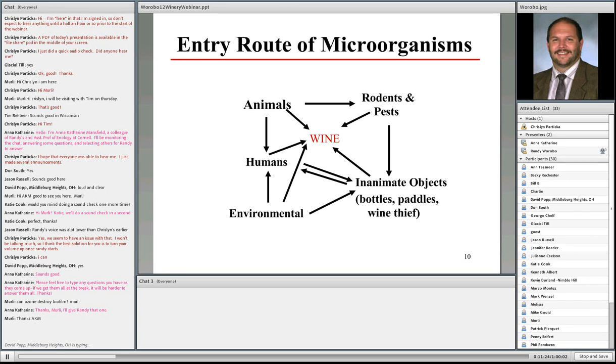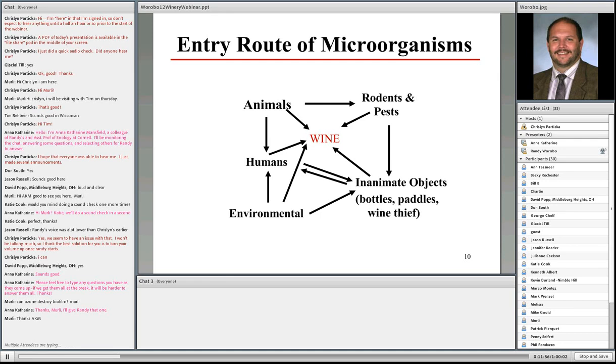Under rodents and pests, probably the most common would be fruit flies. Fruit flies can become very big problems, especially in drains. By eliminating wines from the environment, so avoid having standing wines on the floor, washing it down the drain as quickly as possible, and then flushing your drains on a regular basis, you eliminate the nutrient source for fruit flies, and inadvertently you eliminate one of the entry points for microorganisms.